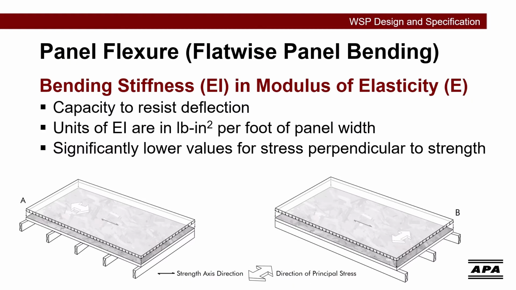Panel bending stiffness is the capacity of the panel to resist deflection and is represented in bending equations as EI. The E is the apparent modulus of elasticity of the material, which means it is intended to account for effects of both bending and shear deformation. I is the moment of inertia of the cross-section of the panel per foot of panel width. Units of EI are in pound-inches squared per foot of panel width.